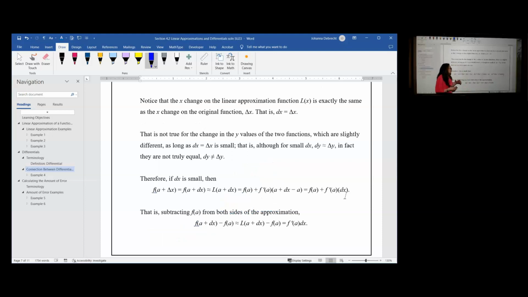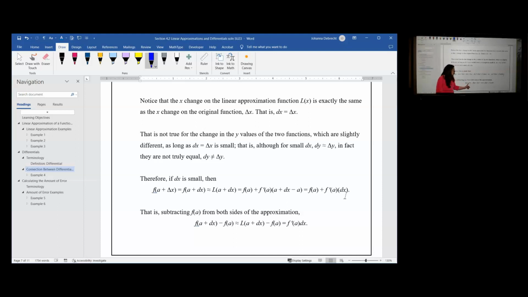This means that as long as dx or delta x is small, then I can approximate the value on the function f of a plus delta x, which is the same as f of a plus dx, with the tangent line approximation, L of a plus dx, which becomes the function value at a plus the derivative at a times the differential dx. If I were to then subtract f of a from both sides of this equation that you see, I would end up with what you have at the bottom.